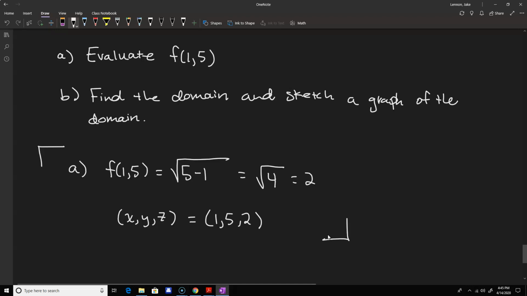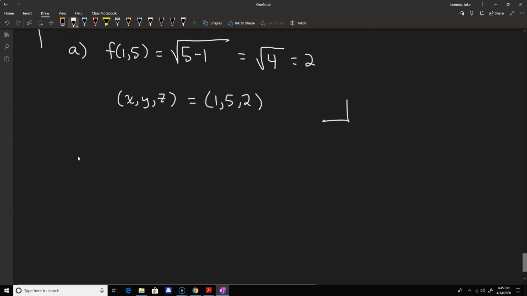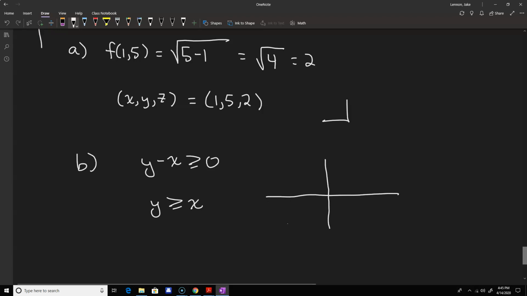For the domain, we're looking at the square root of y minus x, and we're only looking at real-valued functions in this class, so we need y minus x to be greater than or equal to 0. The input of the square root has to be a non-negative value. If we solve this, it corresponds to y being greater than or equal to x, so that's the domain here. All ordered pairs where y is greater than or equal to x. Well, y equals x is the 45-degree line through the origin, and y greater than x are the y values that are above it. So we just shade on this side, and that would be the graph. Any point that is shaded would be in the domain of f(x,y).